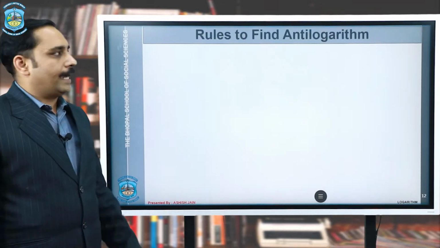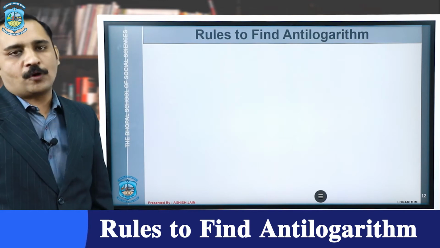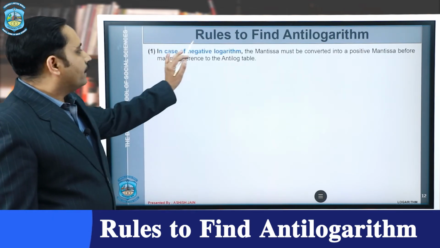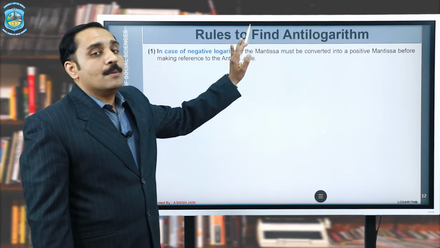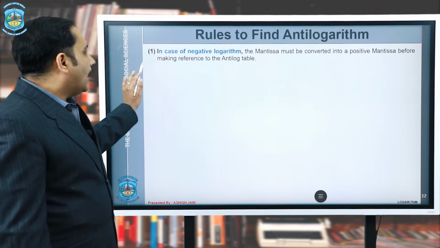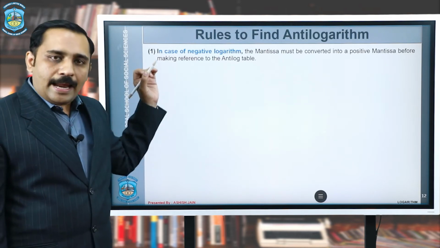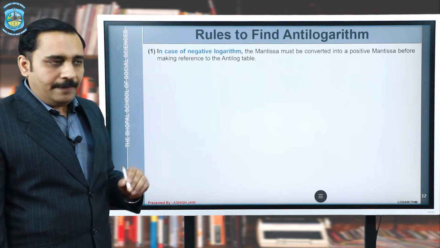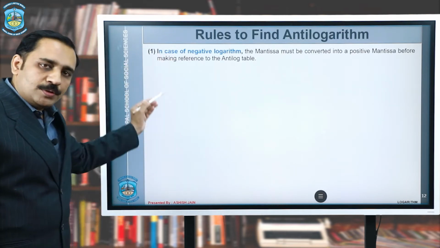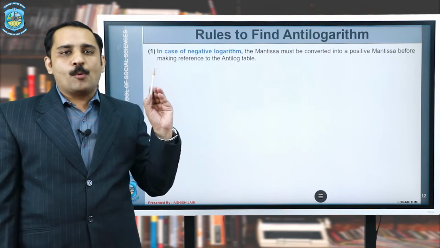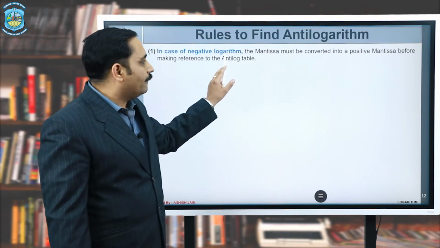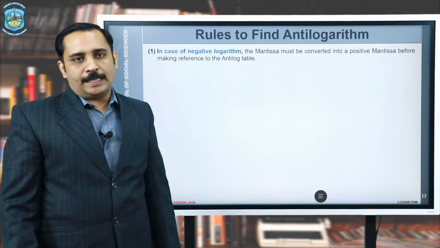Now let us understand some rules to find anti-log from a table. In case of a negative logarithm, the mantissa must be first converted into a positive mantissa, otherwise we cannot make any entry into the anti-log table. Why? Because our mantissa should always be positive, as the values in the anti-log table start with 0.00, which is a positive value. So we have to convert a negative mantissa into a positive mantissa.